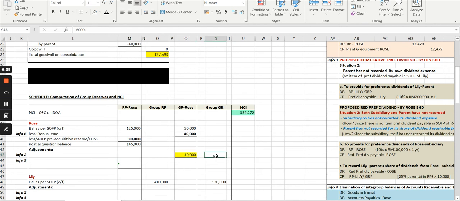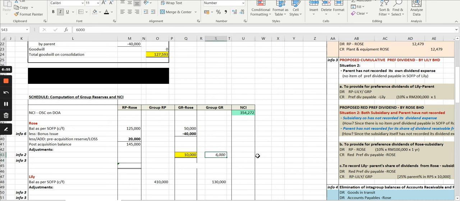So you can settle this share of general reserve to the parent company, the one belonging to the group, and you can also post the general reserve that will be shared by the non-controlling shareholder. This is based on the 60% percentage. So this 6,000 is based on 60%.